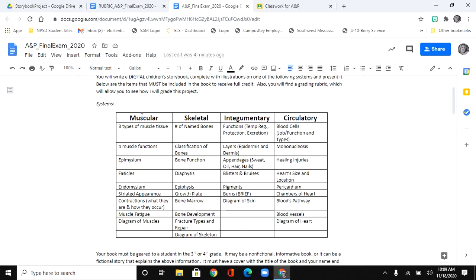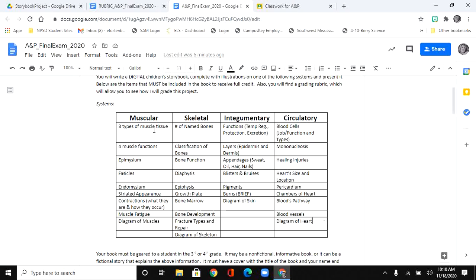So you can choose to do the muscular system, the skeletal system, the integumentary system, or the circulatory system. And so these are the different choices that you have for the topic of your storybook. So you'll pick one. You'll do a book on the muscular system and that's it. Or you may choose to do a book on the circulatory system and that's it. So you're not going to do a book that covers all four. You're doing a book that will cover one of these four topics.